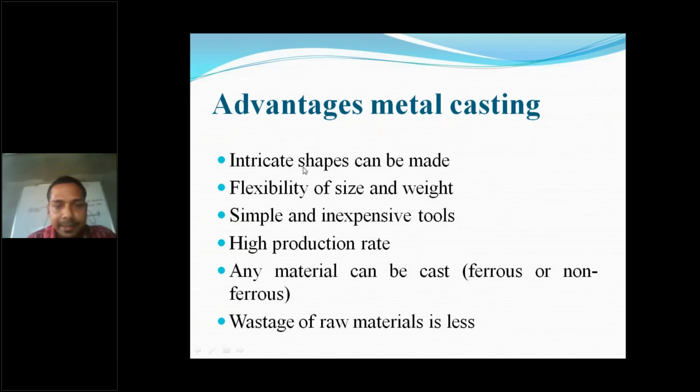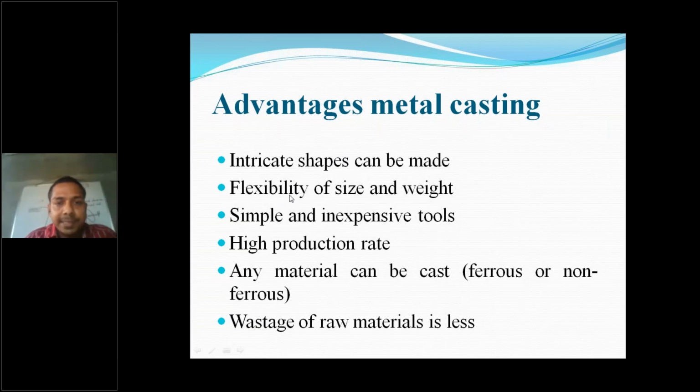What about the intricate shape? There are so many products available which are not possible to prepare by using other manufacturing processes. Suppose some product has dimensions or a shape that is very complicated, so it's not possible to make it by using the machining process. But that kind of product we can make easily by using the casting process. This is a very good advantage of casting compared to other processes.